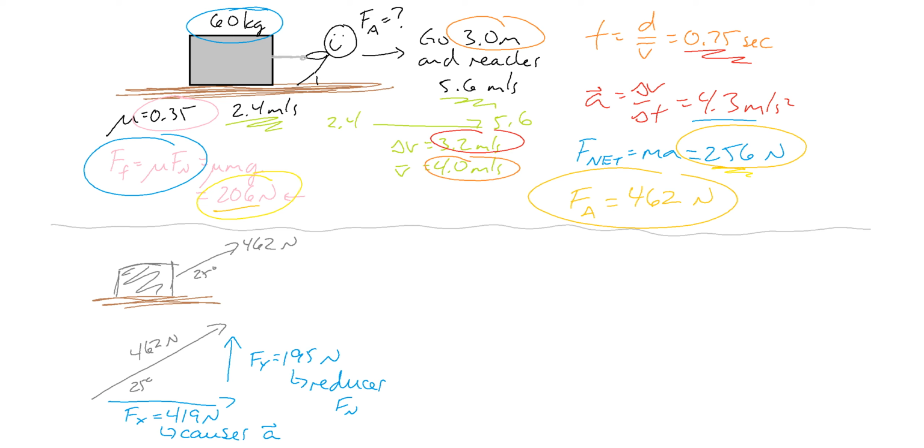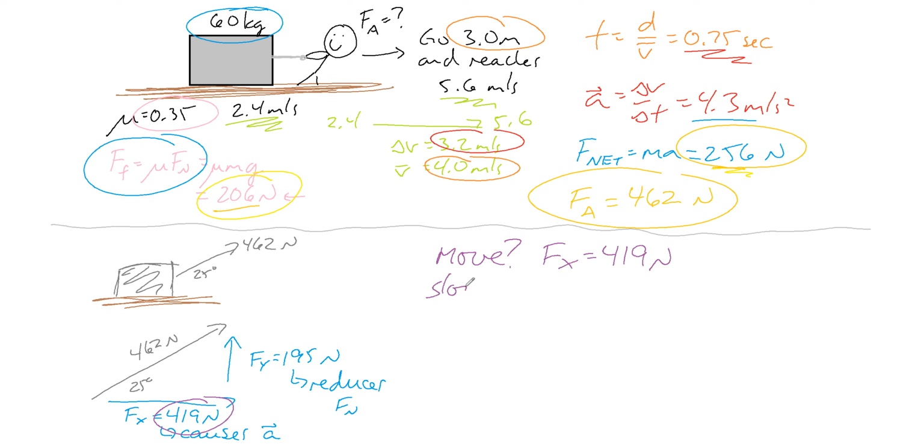Okay, so let's piece things together here. Let's see how this affects the acceleration of the box. Now, if I want to look at how much is trying to move the box, how much is actually trying to move it from one place to another? Well, it's not the 462 because now he's pulling at an angle. It's actually the 419. That Fx, that 419 newtons, is what's trying to move the box from one place to another.